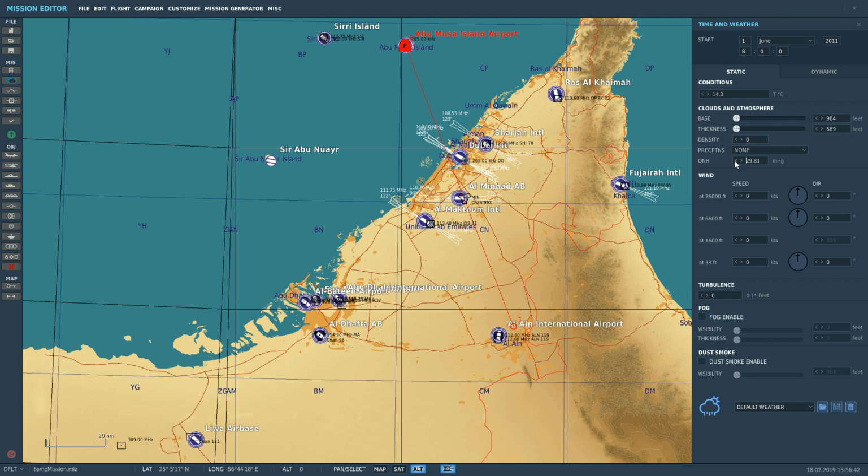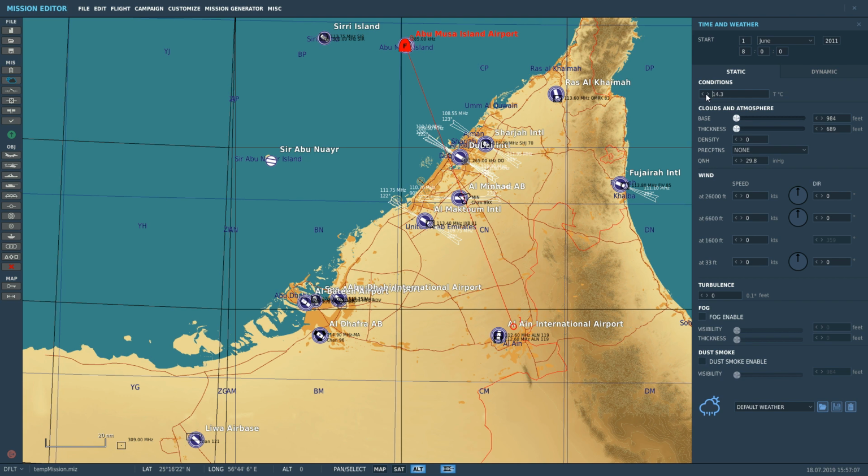So why don't I set it to today's QNH, at this time, this day, with this weather: a regional sea level pressure of 29.8 inches of mercury. And this is also something I used to get a bit confused about. Now note the conditions here. I get to change the temperature at sea level.